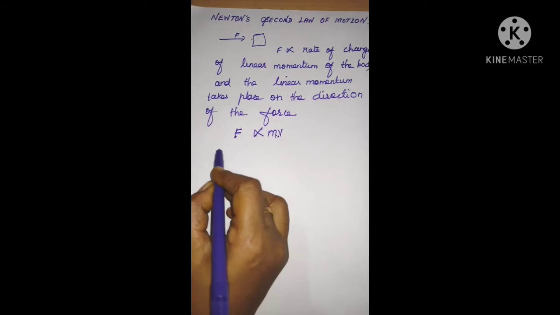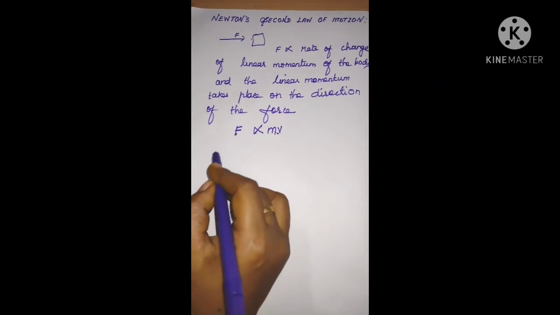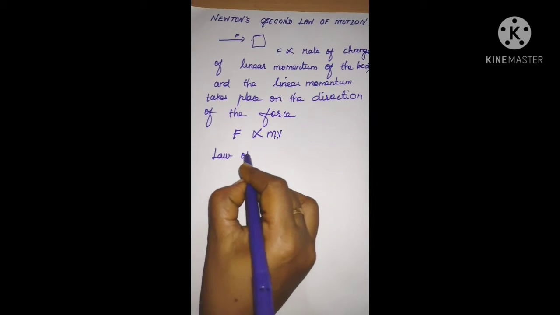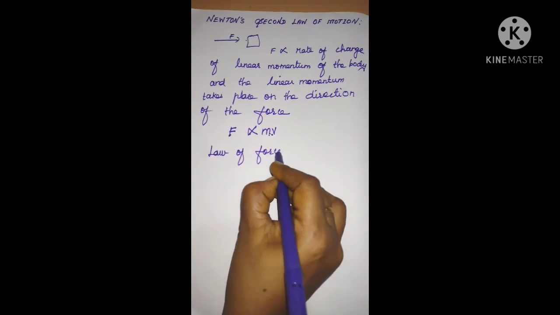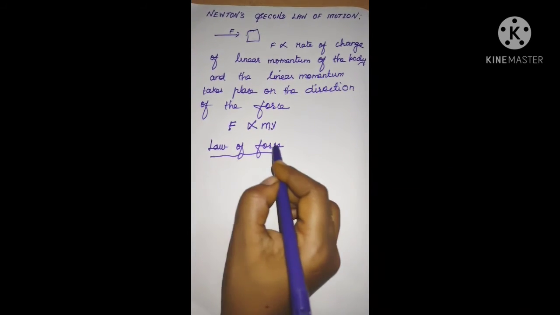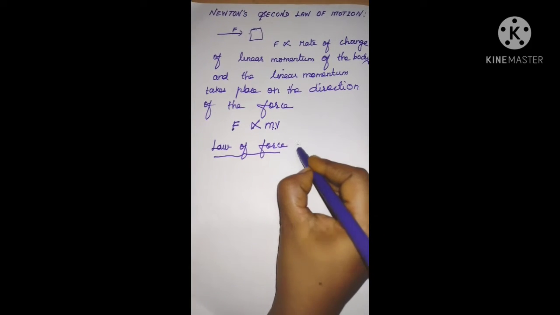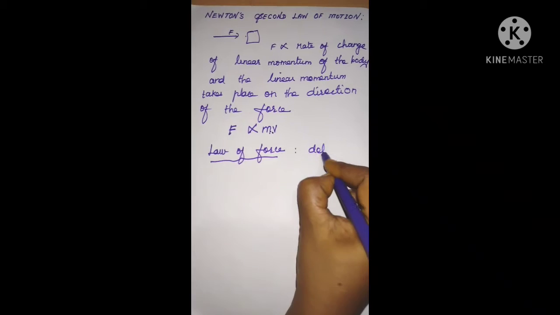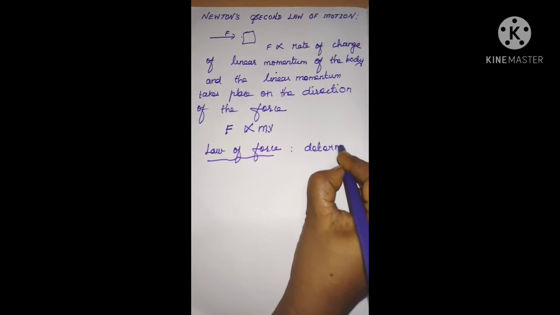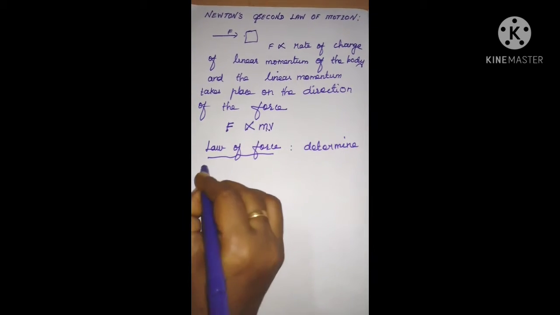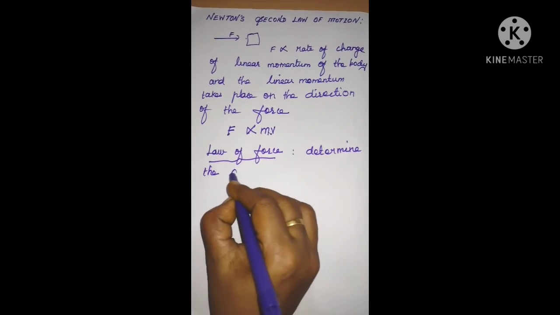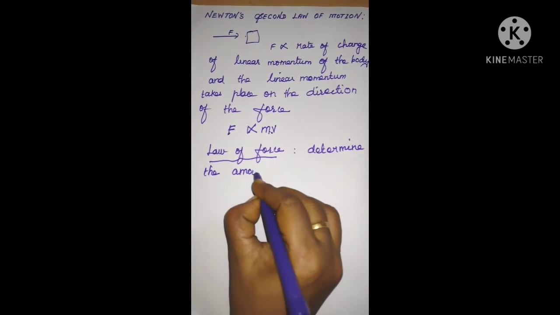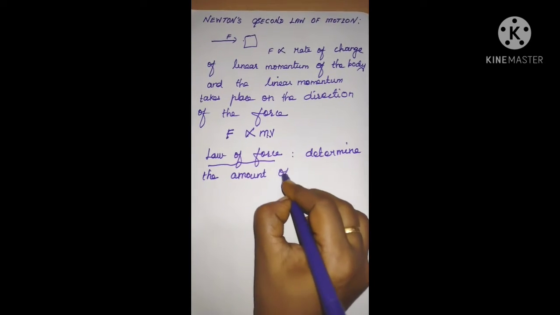Next, this second law is otherwise known as the law of force. Why? The second law is otherwise known as the law of force because it is used to determine the amount of force. So it is called the law of force.